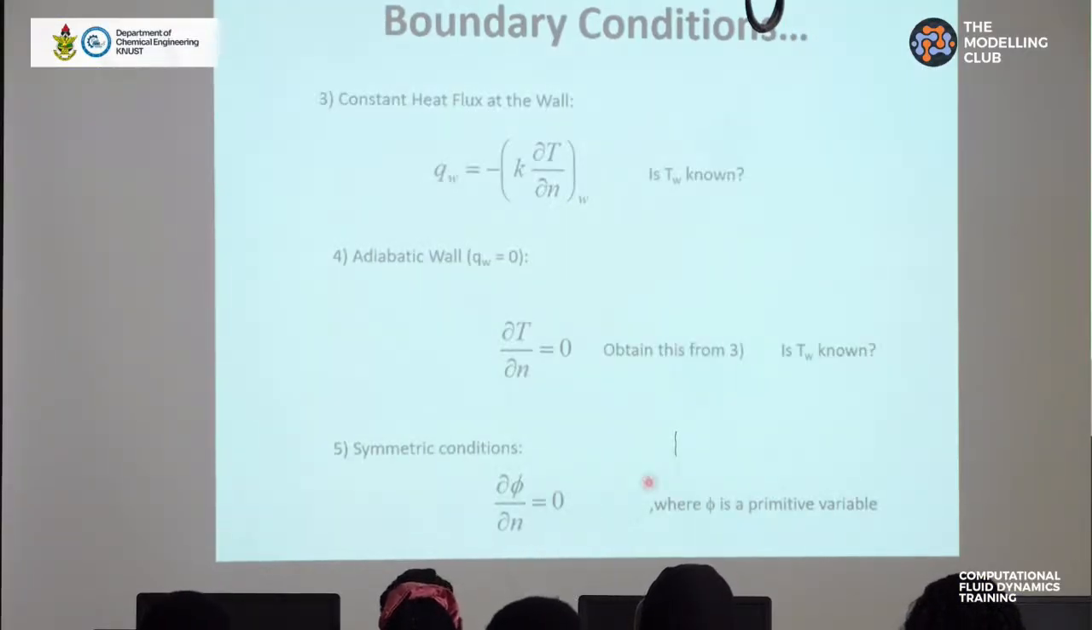Another type of boundary condition is the constant wall heat flux. If you apply a heat flux to a wall, then you know that is a boundary condition. For the case of an adiabatic wall, the heat flux is 0. What is an example of an adiabatic wall?